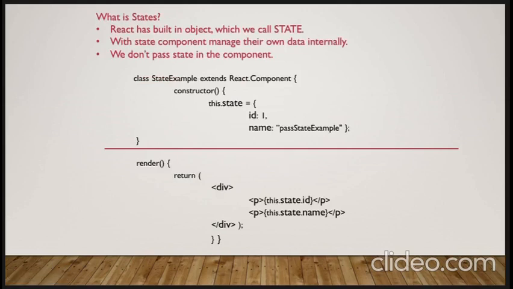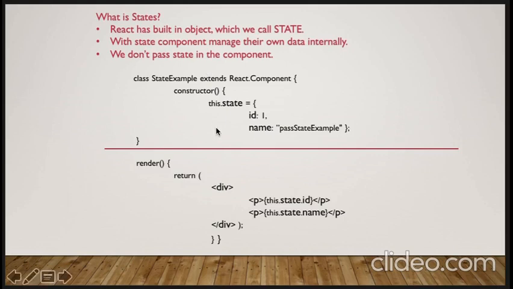Next is your state. State looks similar, where you can save your object and print it on your screen with the help of the render method. React has a built-in object which we call state. With the state, components manage their own data internally. So with the state you can manage your data internally, locally, or you can also pass it through a service call. First of all, we will see it locally and also in action. And we don't pass state in the component. In the component, if you pass values, that's why we use props over there.